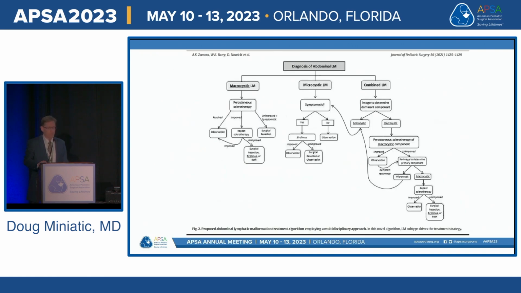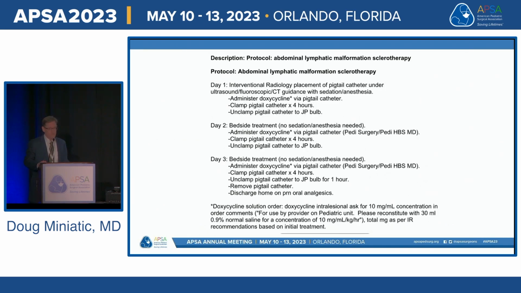This is an example of what that general treatment algorithm from CHLA looks like, and this is the specific treatment algorithm that we use at Kaiser Roseville, including who does what when, down to what the concentration of doxycycline is used. And you can just copy and paste this text into a nursing communication order or a progress note, and that way the whole team is aware of what's going on.